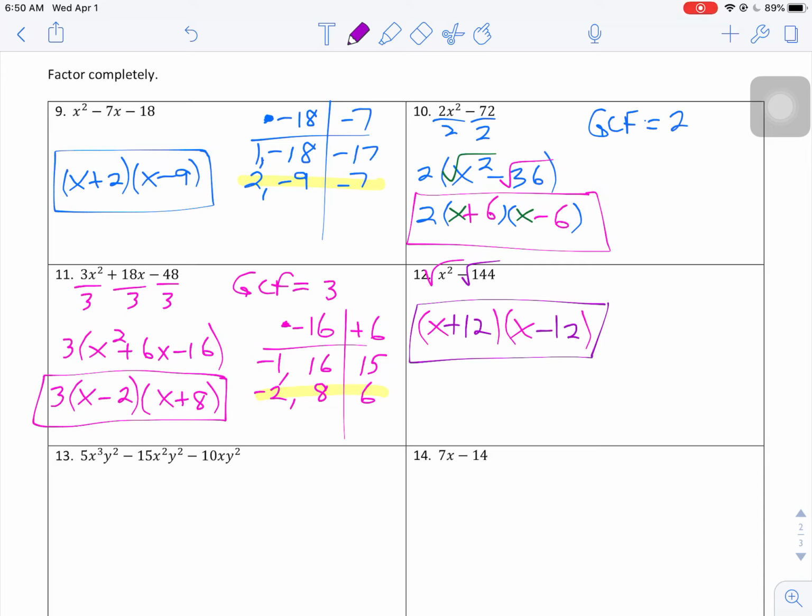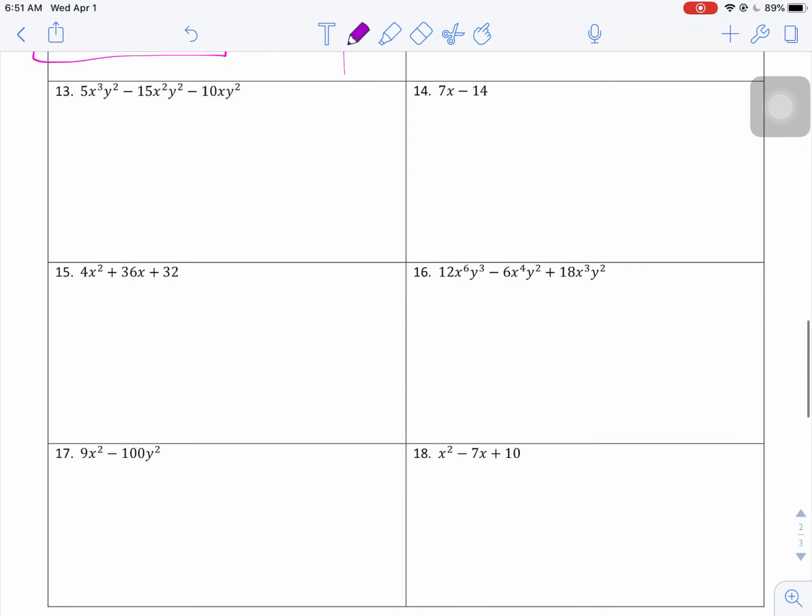Just a reminder, if you're using your calculator, when you type in square root 144, you're not doing the negative sign. You're just doing square root of 144. If you try to take the square root of negative 144, you're going to get an error. 13, GCF is 5. All the terms have at least an x, and all the terms have at least a y squared. So 5xy squared needs to be divided out of all of the terms.